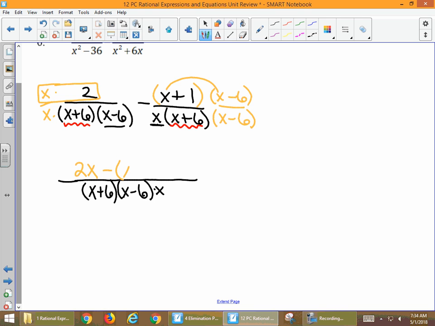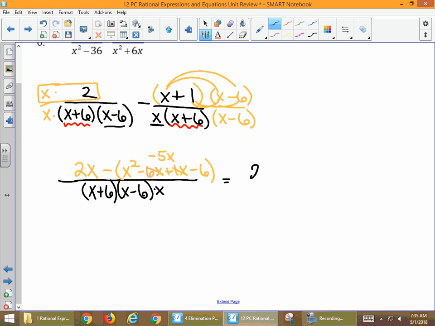X times x is x squared. X times negative 6 is negative 6x. 1 times x is 1x. 1 times negative 6 is negative 6. And that, of course, there, negative 6x plus 1x is negative 5x. It looks a little messy, but we're almost there. I'm going to keep going here.